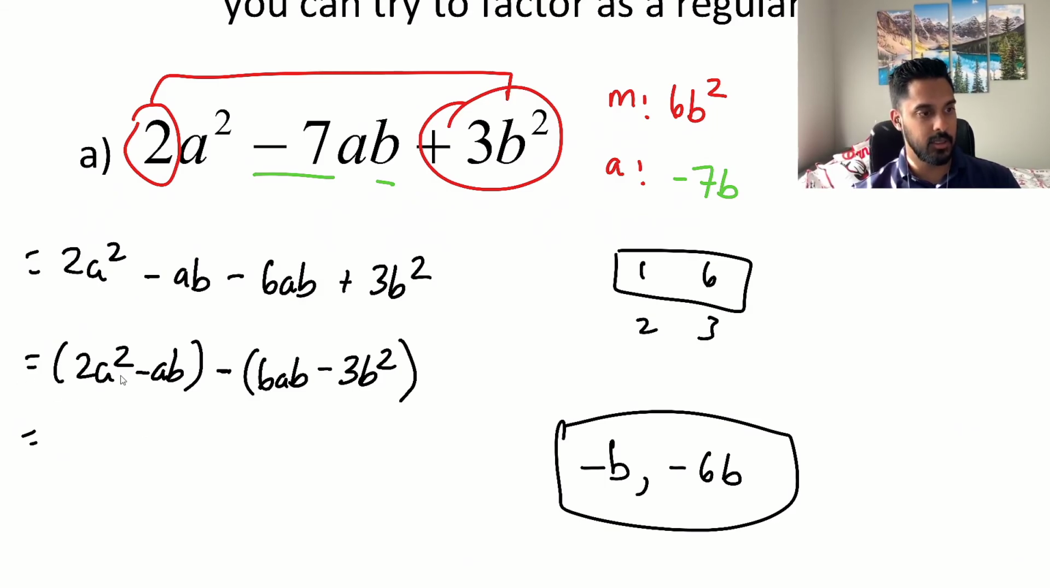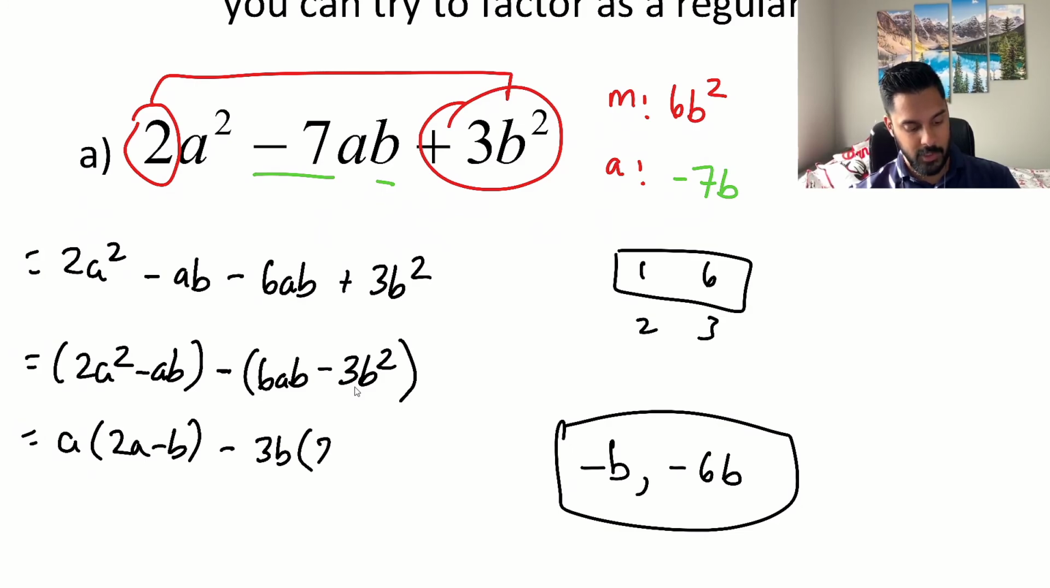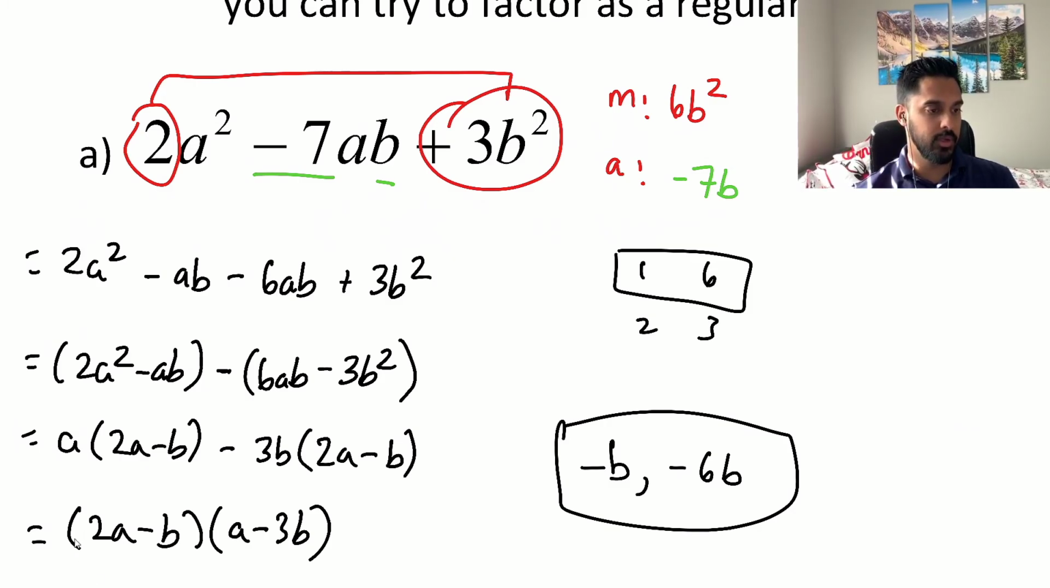The common factor of a comes out, so you're left with a(2a minus b) minus, the common factor here is 3b, 3b(2a minus b). And again, your goal is to make those brackets the same, which they are. So your end result, your product, your binomial factors, are (2a minus b) and (a minus 3b). Okay, so there you go. It is factored. There's the length and width of this rectangle if we were to represent it in tiles.